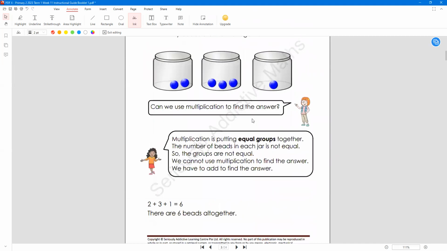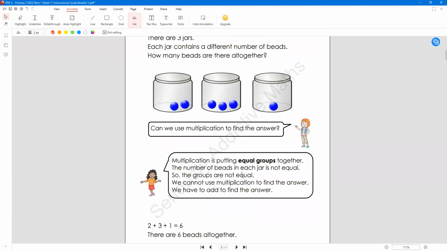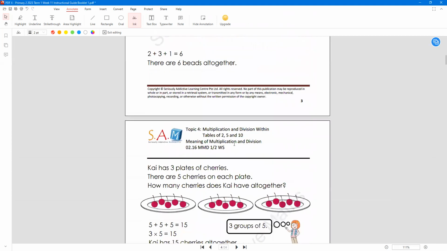What about a situation like this? Can they use multiplication to help them? Is this 3 groups of 2 or 2 groups of 3? No, they can't, because the number of beads in each of these jars is not equal. If it's not put into equal groups, you cannot use multiplication. You can only use addition, so it would be 2 plus 3 plus 1.